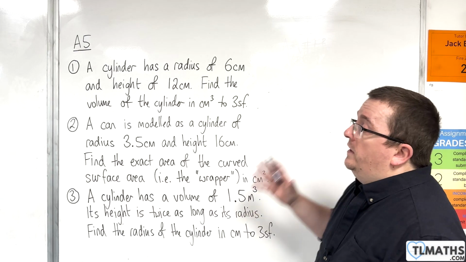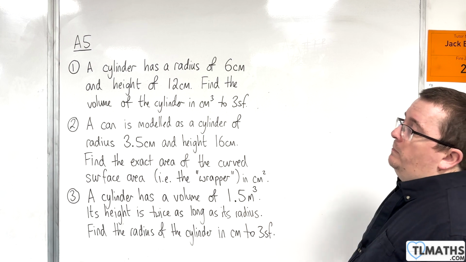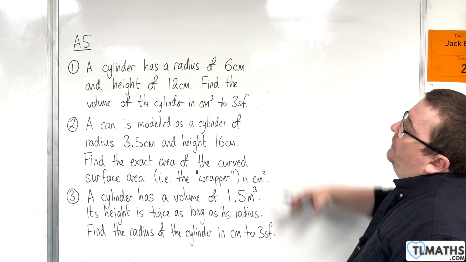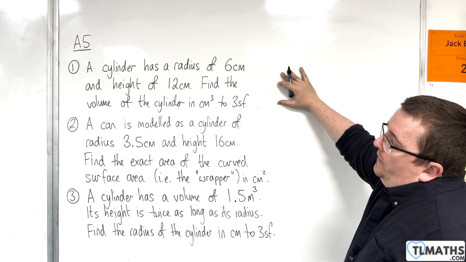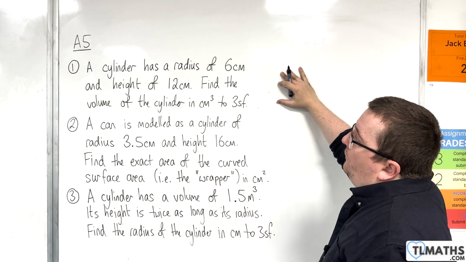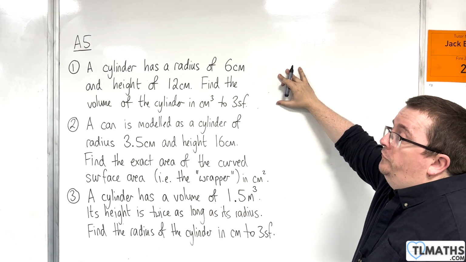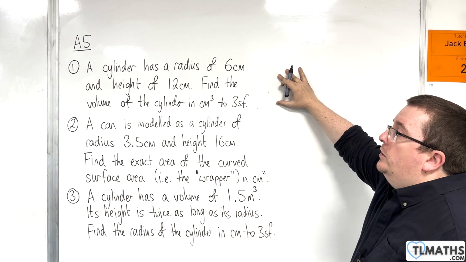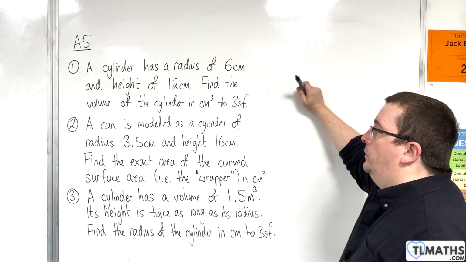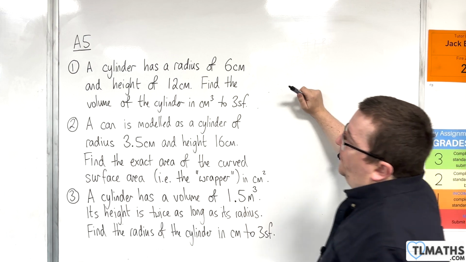So in this video, we're going to be taking a look at 3 problems that involve cylinders. Question number 1. A cylinder has a radius of 6 centimetres and height of 12 centimetres. Find the volume of the cylinder in cubic centimetres to 3 significant figures.